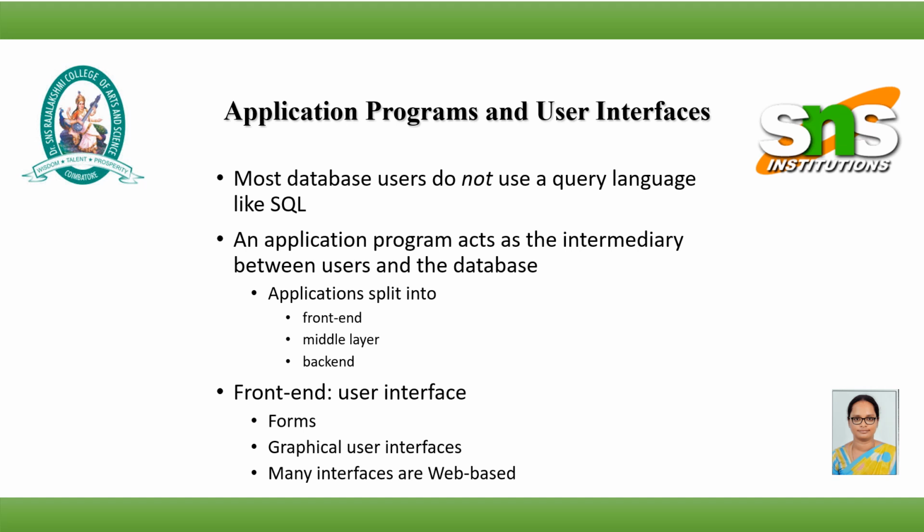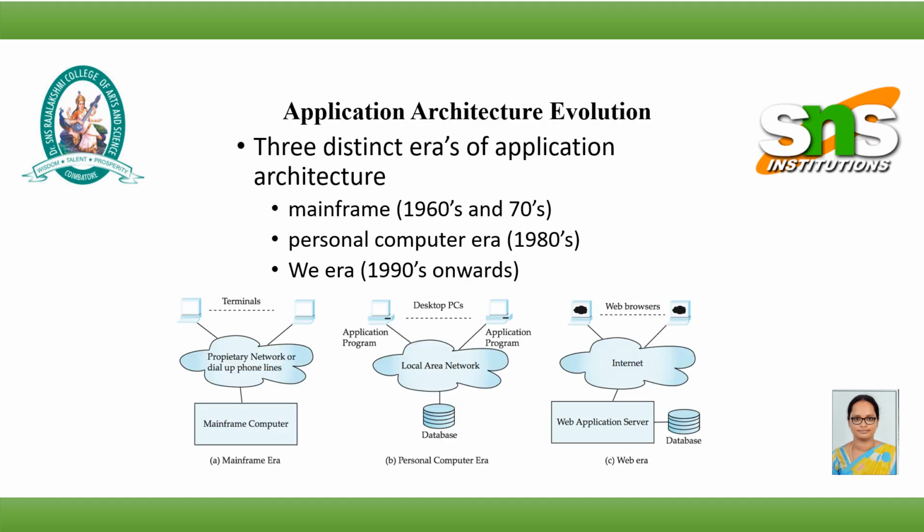So an application is split into three parts: front end, middle layer, and back end. The front end is the user interface, such as forms and graphical user interface. Many interfaces are web based. The front end is the only part visible to the user. All the information you want to see or share with your client will be placed in your front end.